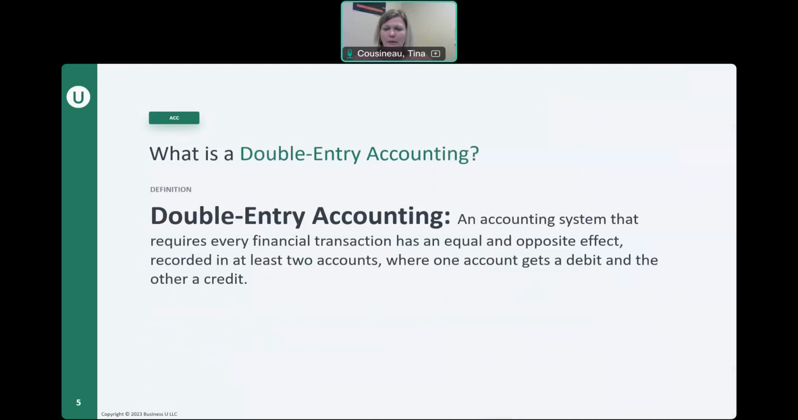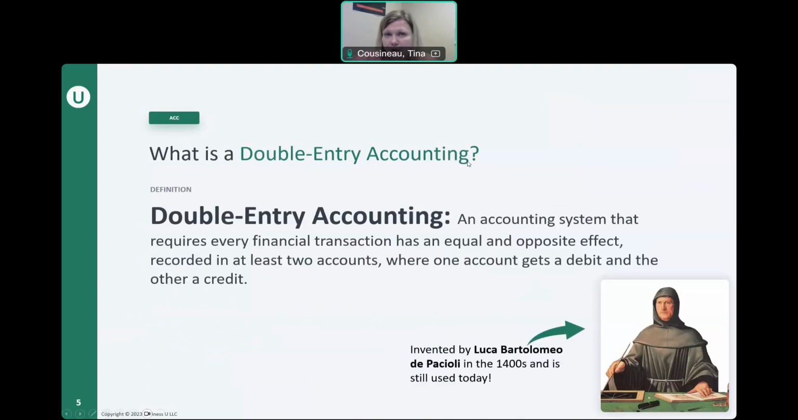But what does debit and credit mean? Well, this system was made back in the 1400s and is still used today. And it's actually the financial background for all of accounting. So we're going to review until you get this concept. But it definitely is the backbone for everything that we're going to build on throughout our year.